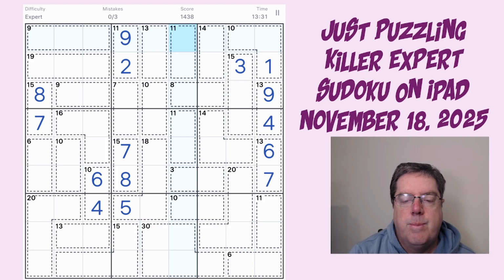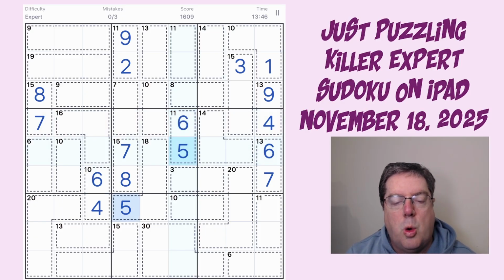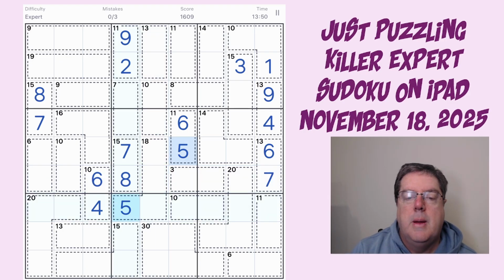Alright. 5 can't be there, 5 can't be there, 5 can't be here, 5 can't be here. So this is 5 and 6. 6 can't be here. So this is a 6, leaving this to be a 5. Now, why the 5 could be here is you can't have a 5 in that cage. I've already done. All right.